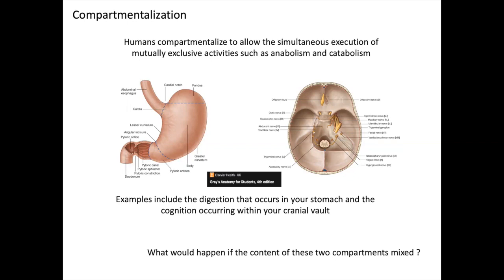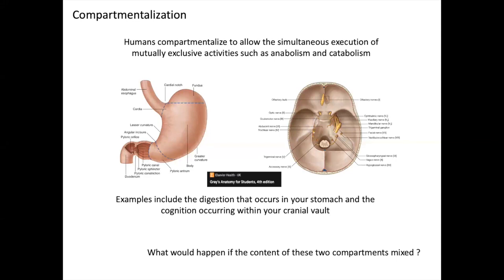And why does your body do this? It does this to compartmentalize, and it compartmentalizes to allow the simultaneous execution of mutually exclusive processes, such as anabolism and catabolism. So you have your stomach and you have your cranial vault.